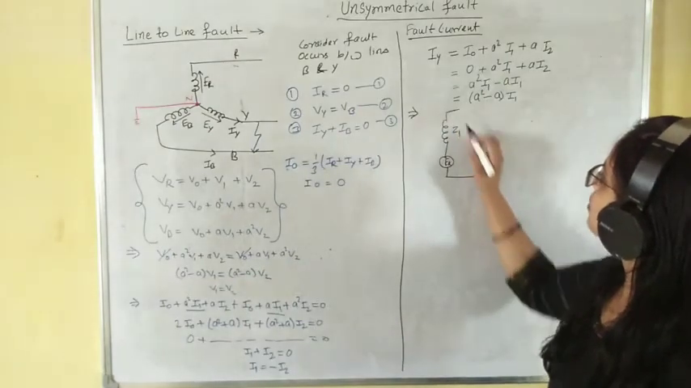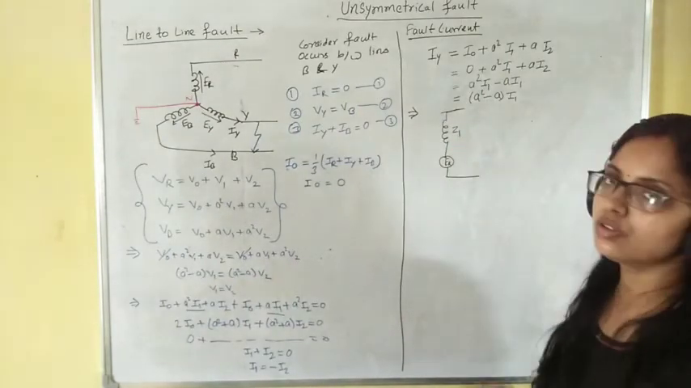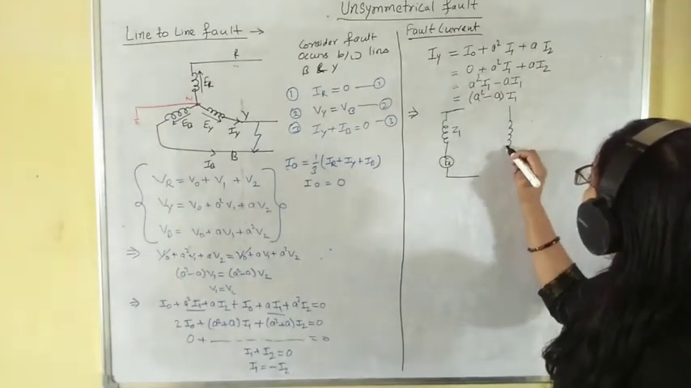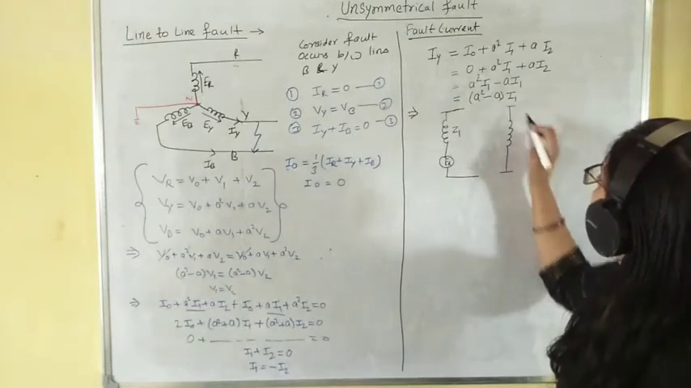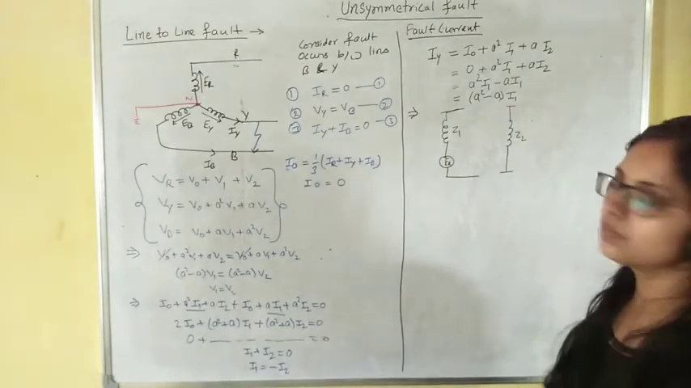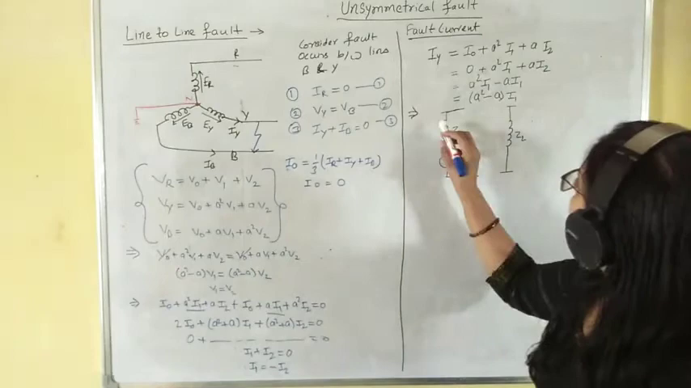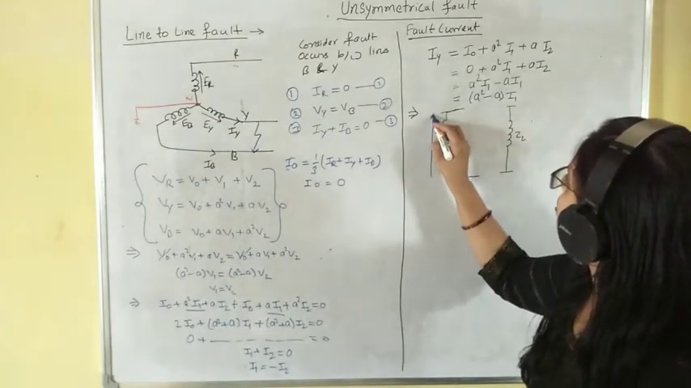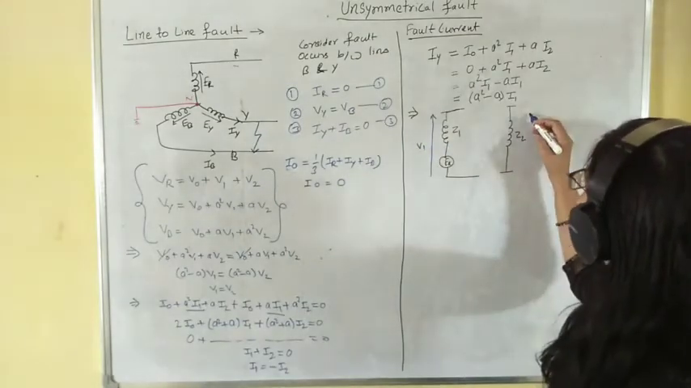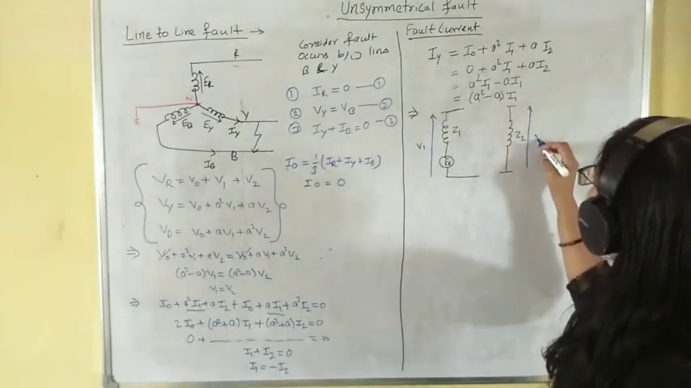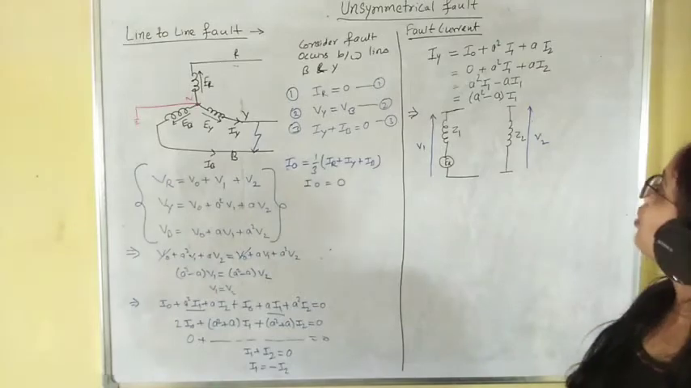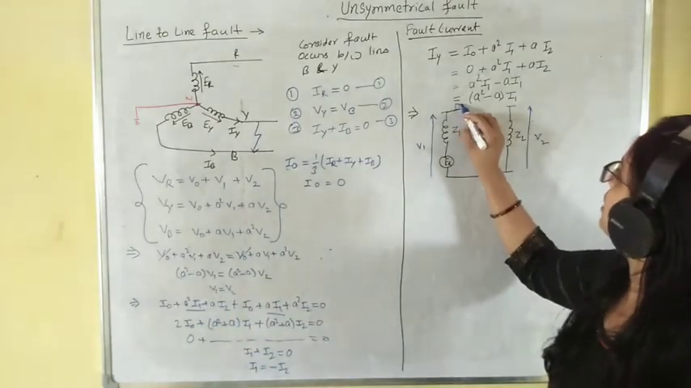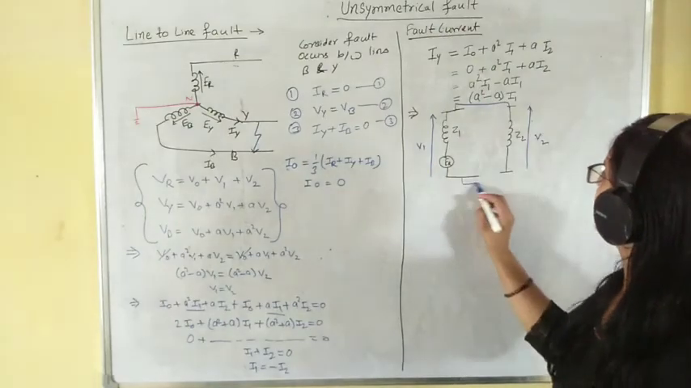Now this is the positive sequence. Then come to the negative sequence. It has an impedance of Z2, and what will be the voltages? The positive sequence voltage will be V1 here. For this, its voltage will be V2. Now you know that V1 is equal to V2. That means they should be connected in parallel.